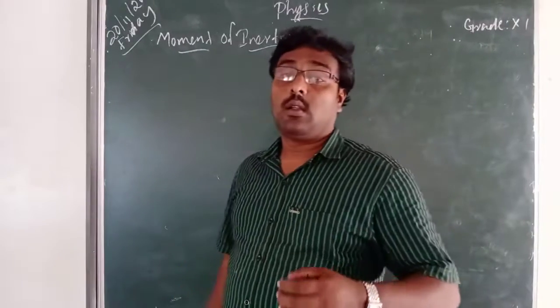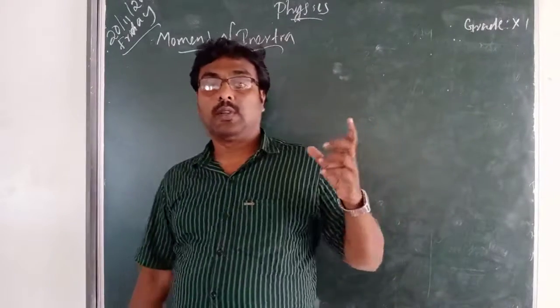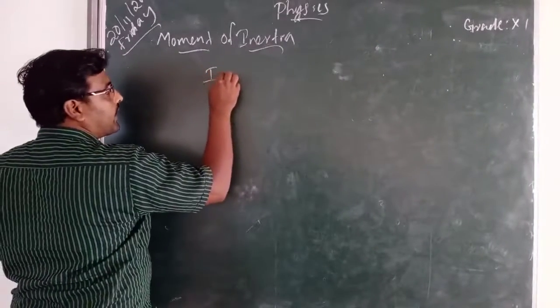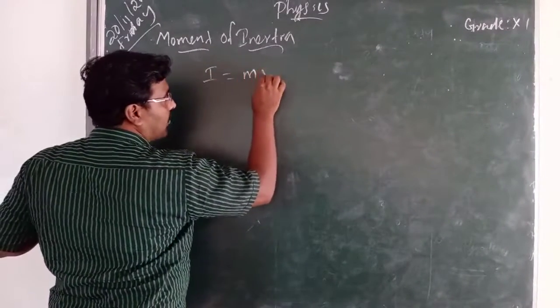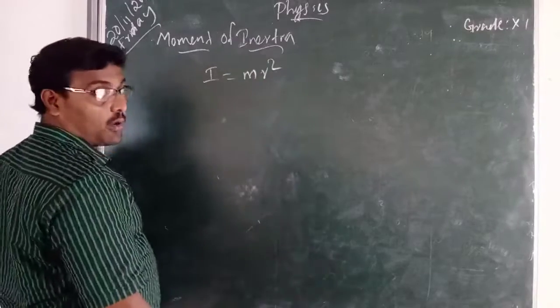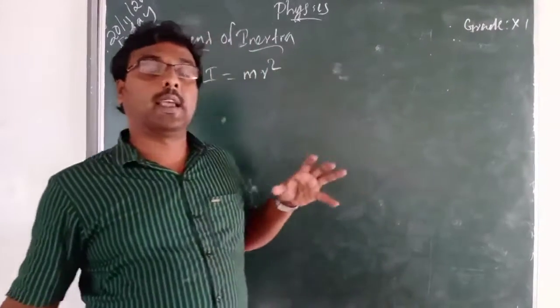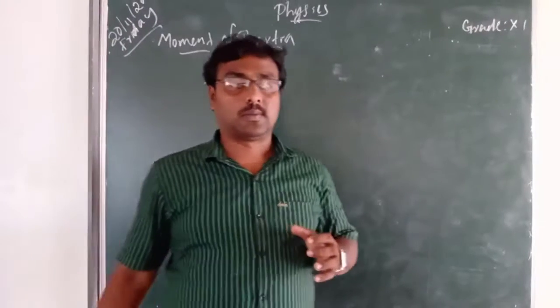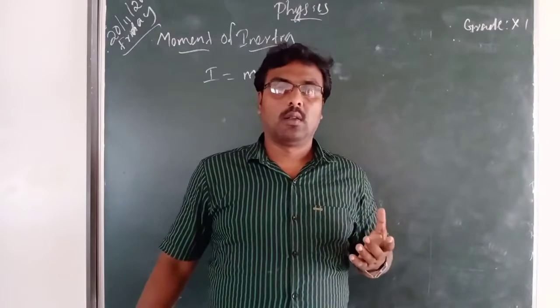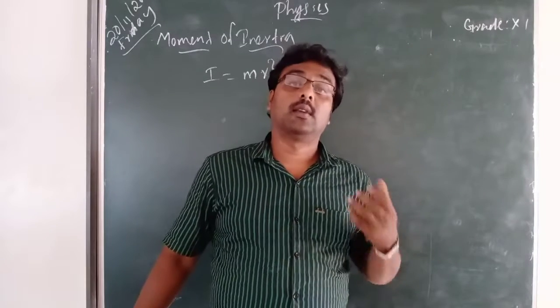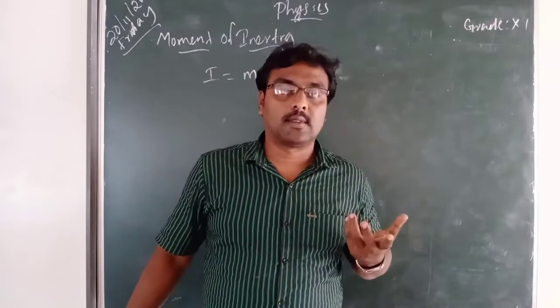You know that while we were studying the previous topic, there is a formula we derived, I is equal to mr square. And I told you it is moment of inertia. What is this m? Mass. And what is this r? r means distance. So what distance?